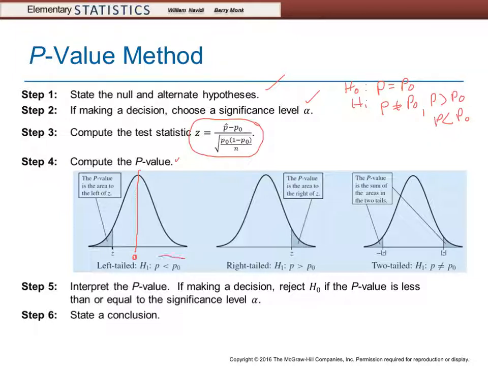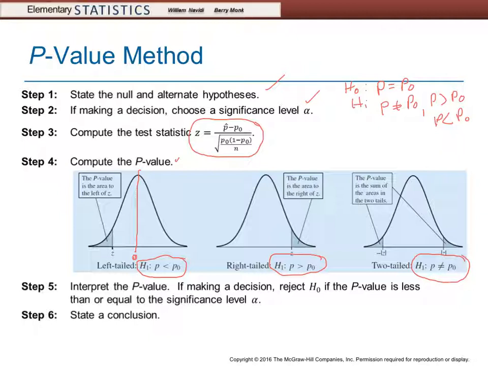So it depends upon our alternative hypothesis. If p is less than p naught, we're looking at the left-hand side of z. If we're doing the right-tailed test where H1 is p greater than p naught, we're looking at the p-value to the right of z. And then if we have H1 p not equal to p naught, we have to add the sum of the two tails for z.